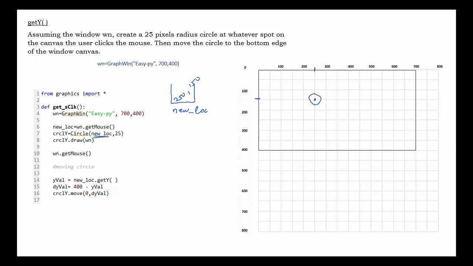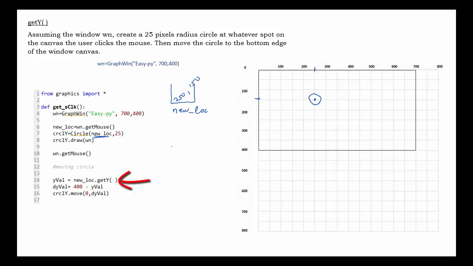The new location point will take its value from this bucket here, which is 250, 150. And this drawn circle is called circle_Y, or CRCLY. Line 10 simply suspends the program, stops the program, so we can see as users on the screen that the system has created and displayed that circle Y in the specified 250, 150 location.